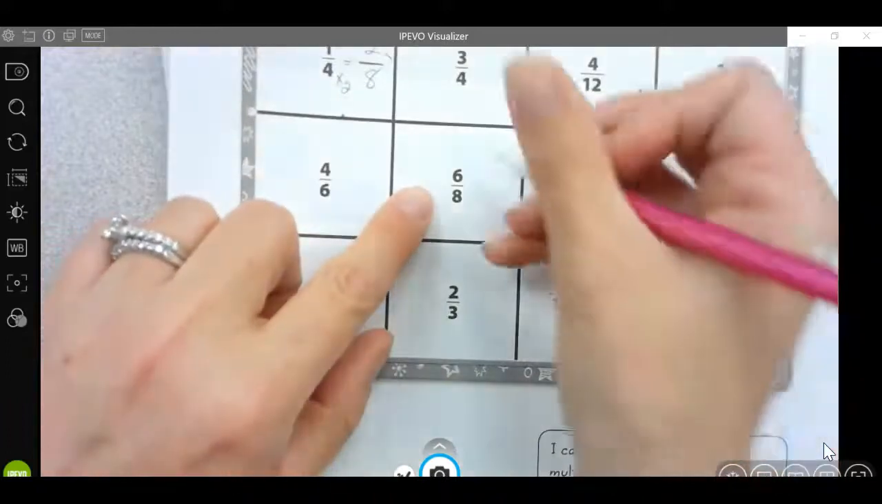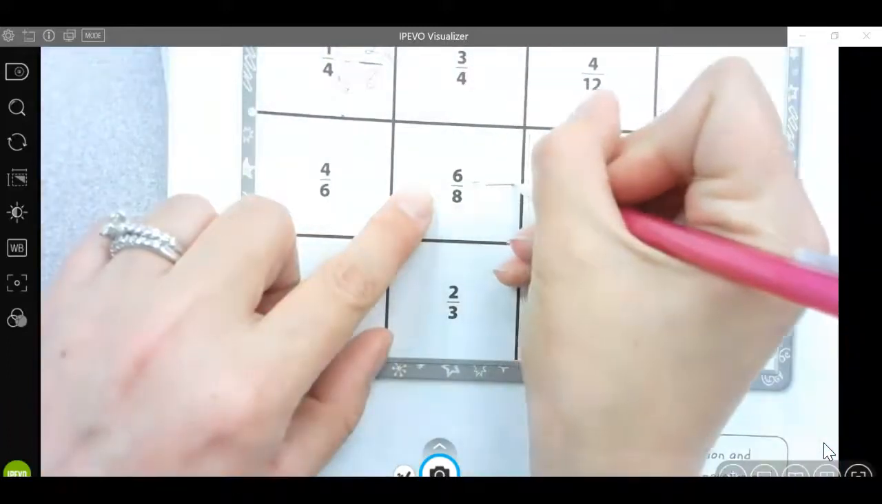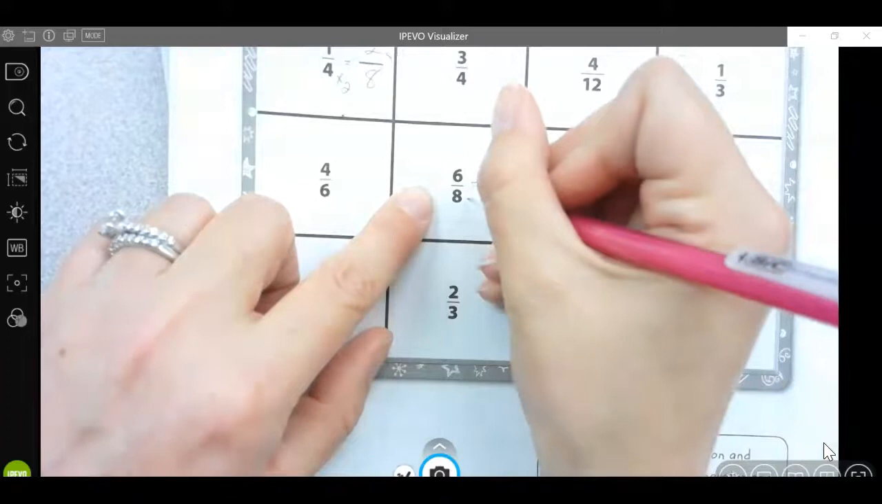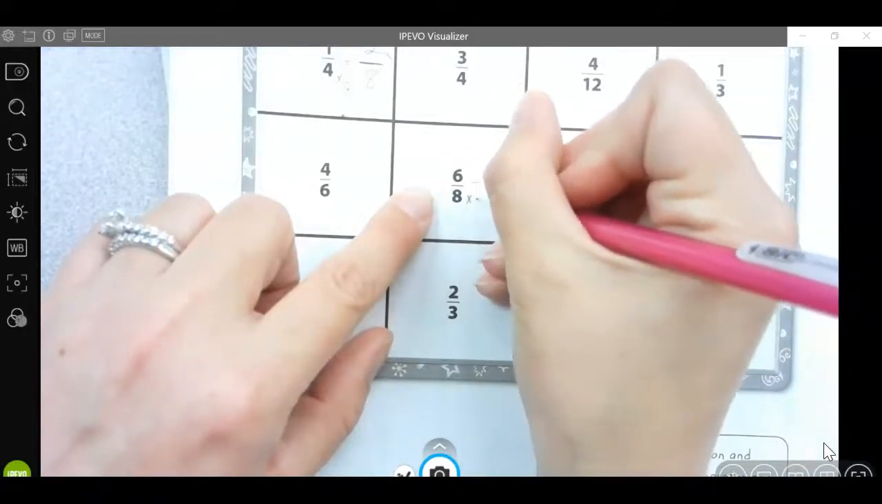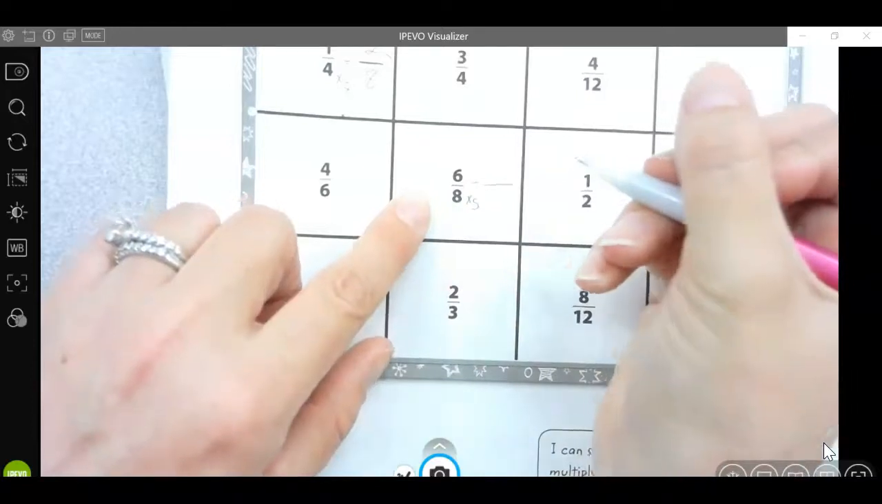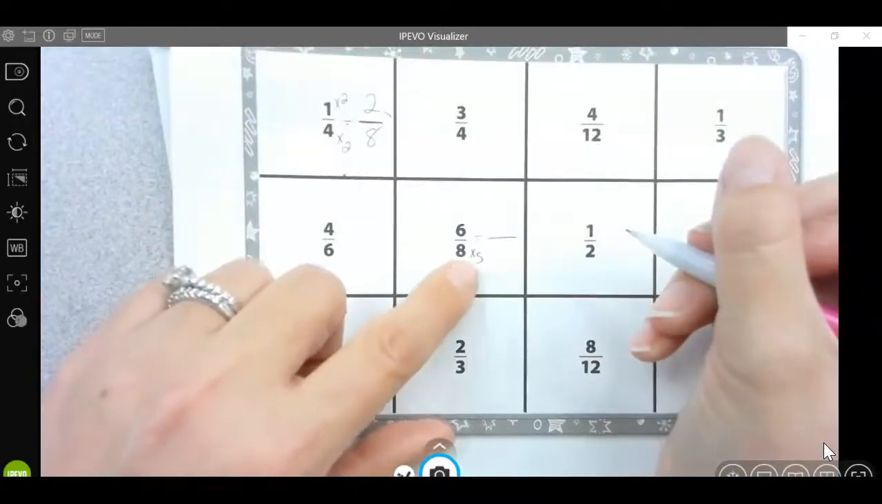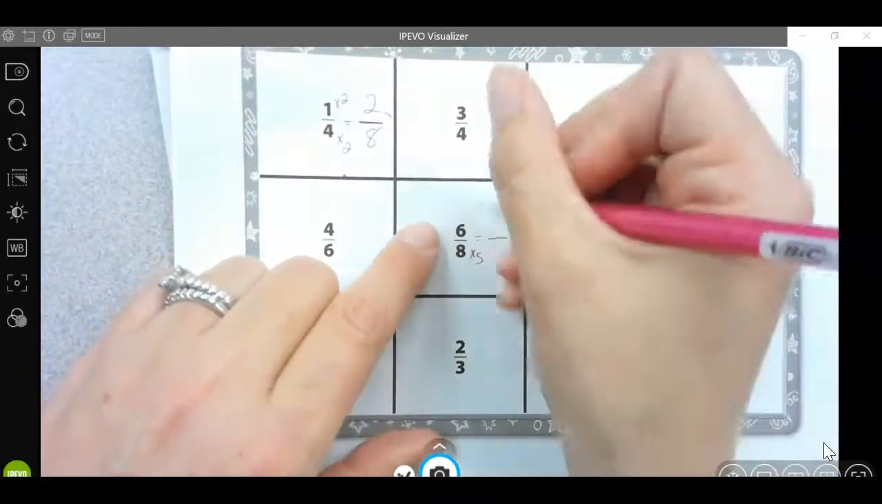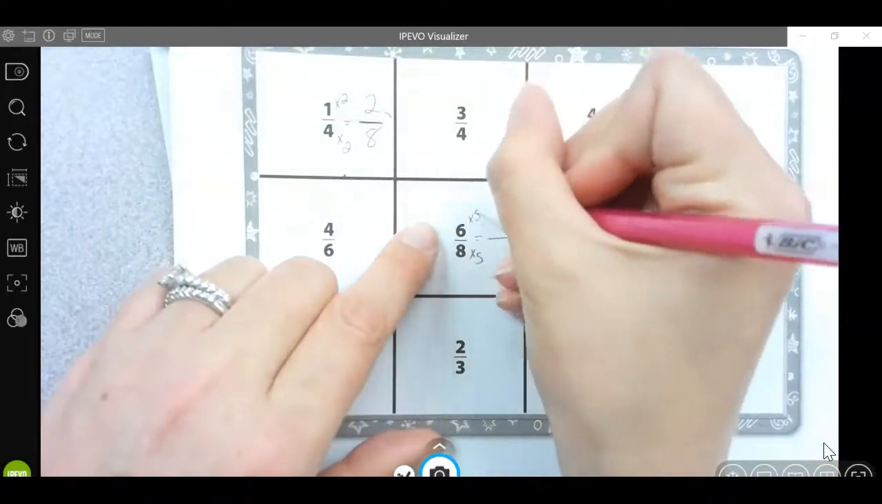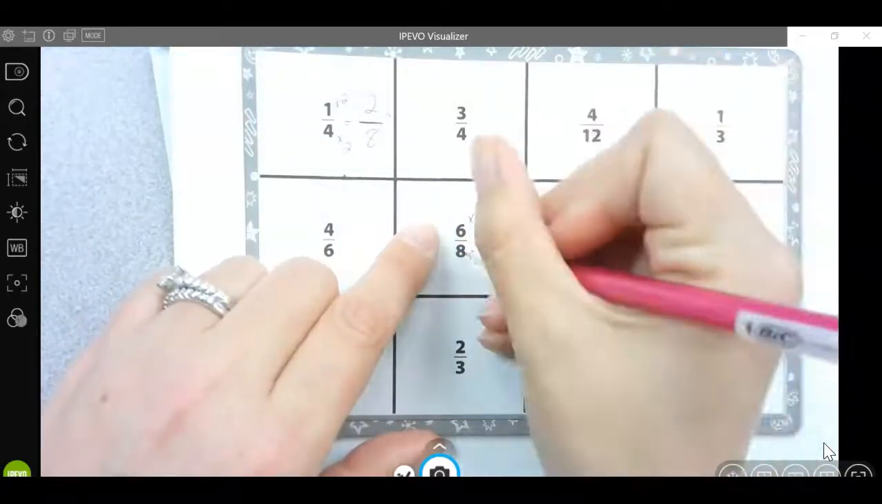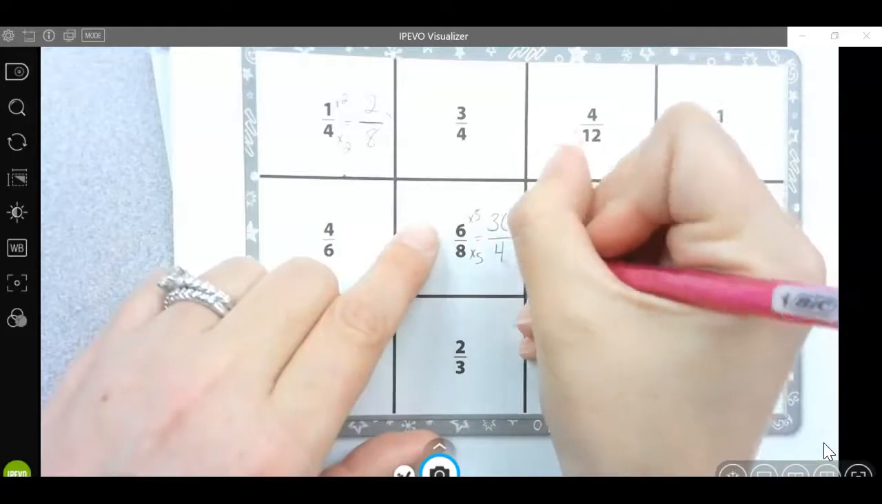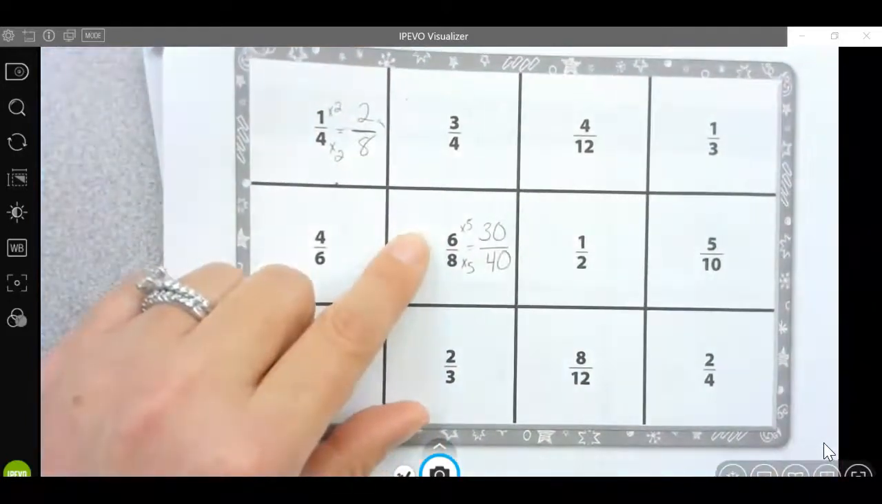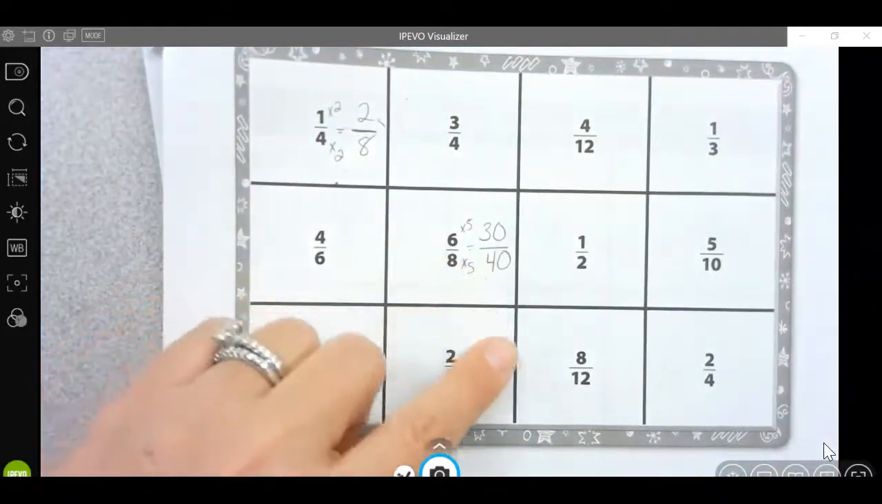Let's do this one down here. Same thing. What if I wanted to multiply this by, let's pick 5, right? You can pick any number as long as whatever you do to the bottom, you do to the top to make it equal. So 5 times 6 is 30. 8 times 5 is 40. So 6/8 is equal to 30/40.